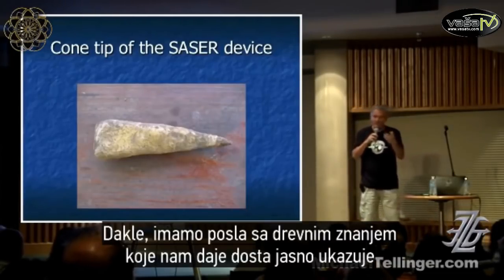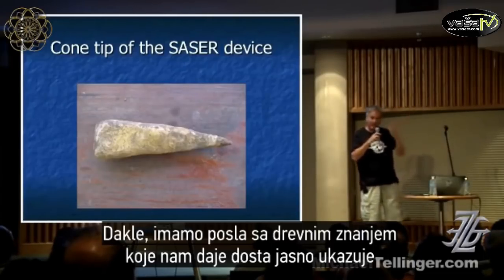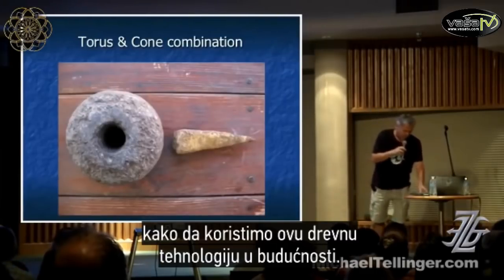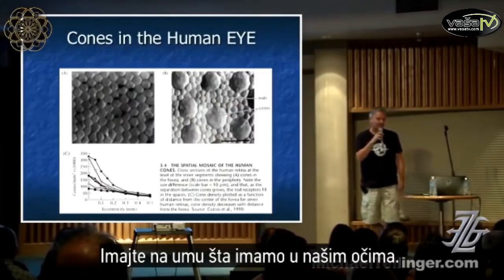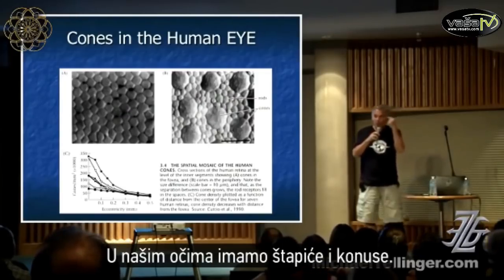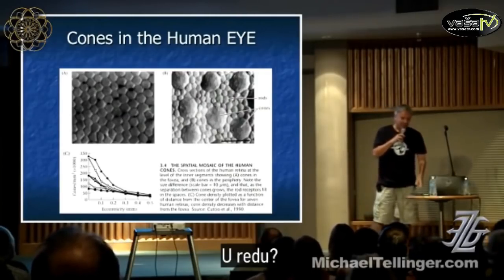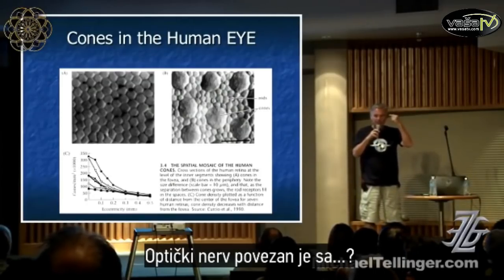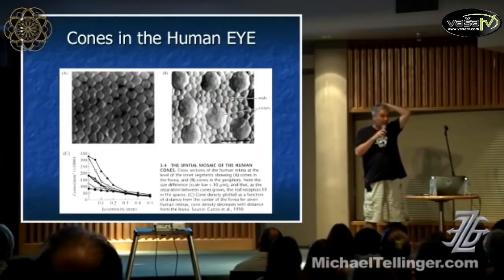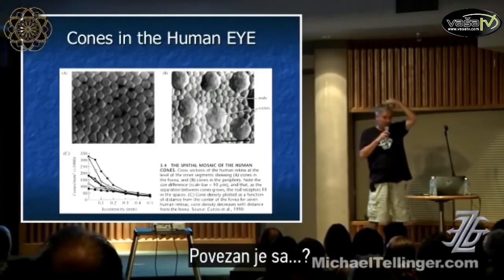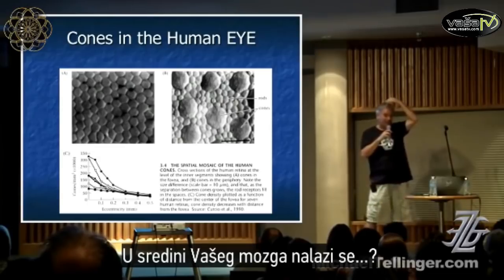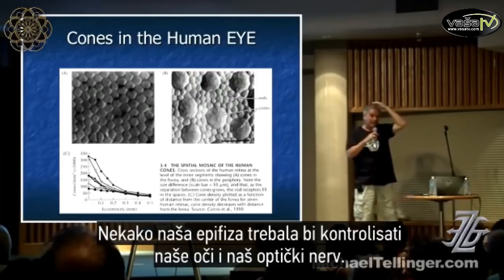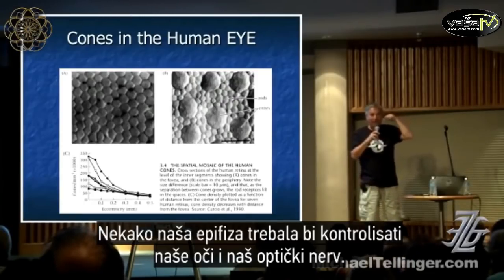So we're dealing with some ancient knowledge. It's giving us a very clear indication of how we can use this ancient technology into the future. Keep in mind, what have we got in our eyes? In our eyes we have rods and cones in our retina, right? What are the cones in our retina connected to? The optic nerve is connected to? Right in the middle of your brain is your pineal gland. Correct. So somehow our pineal gland should be controlling our eyes and our optic nerve.